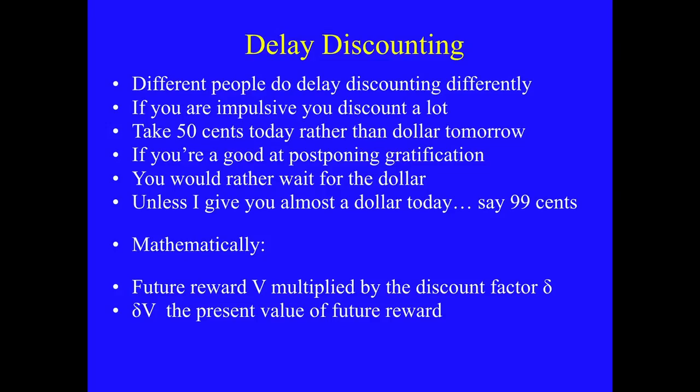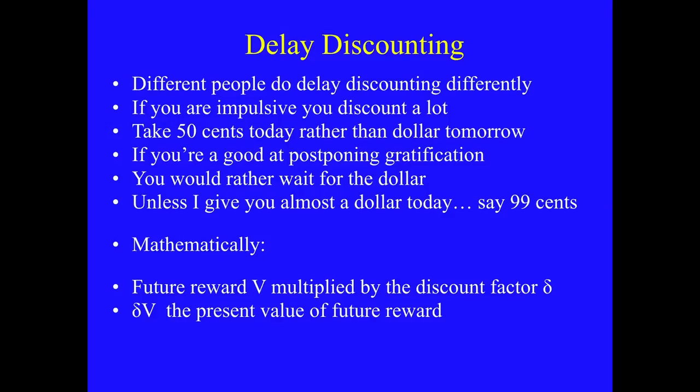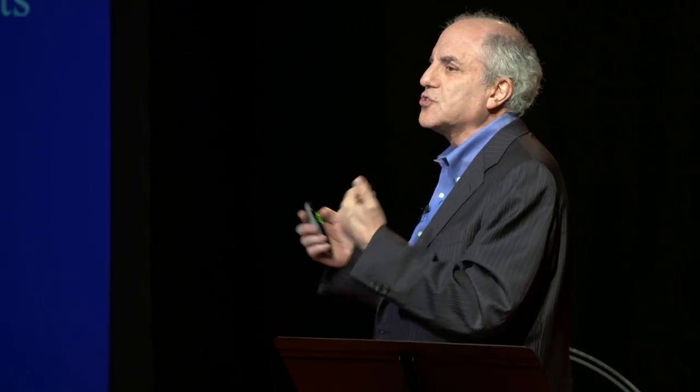So different people do it differently. Some people are very impatient. If you say, I'll give you 50 cents now instead of a dollar tomorrow, they'll say, I'll take it. Other people say, no, I'd rather wait. And they will only take maybe 99 cents today instead of waiting for tomorrow. So people have a different notion of trading off the current value to future value.